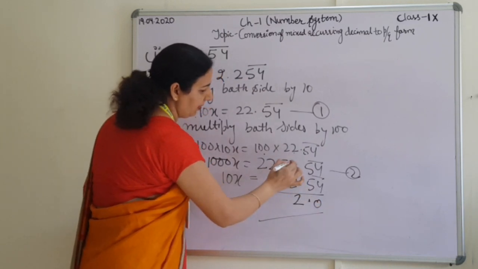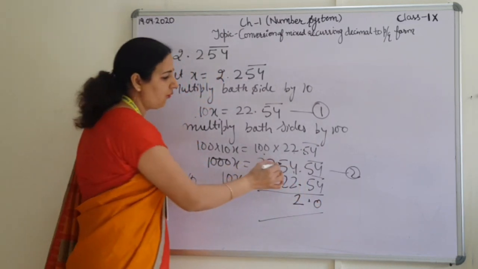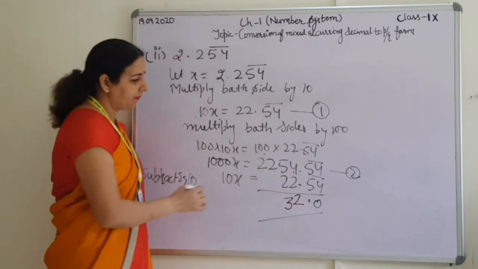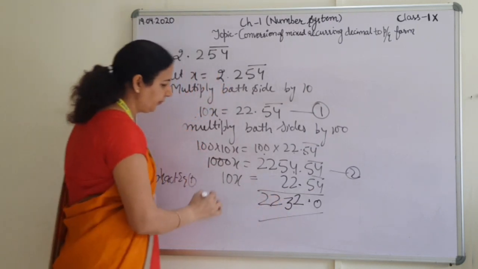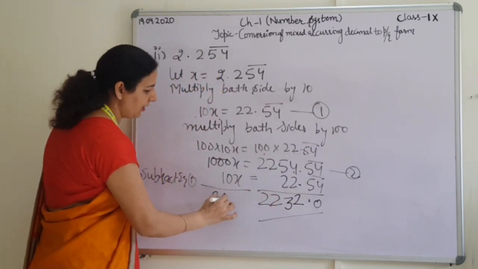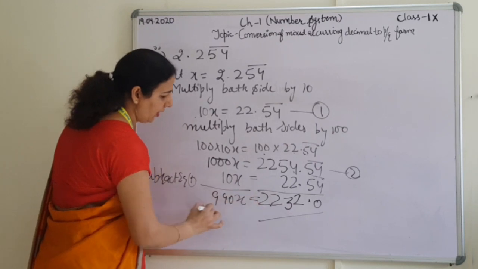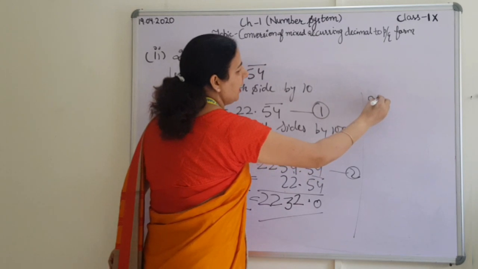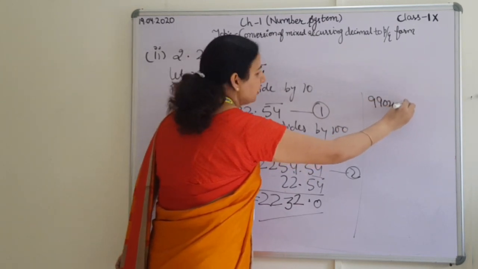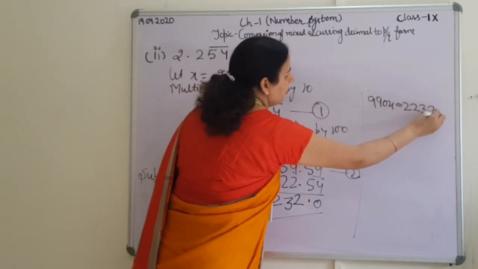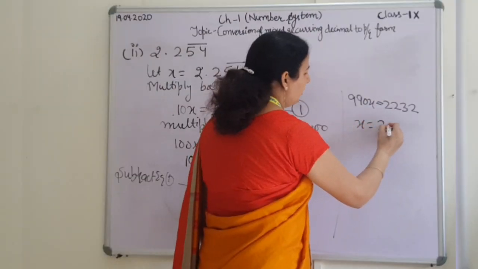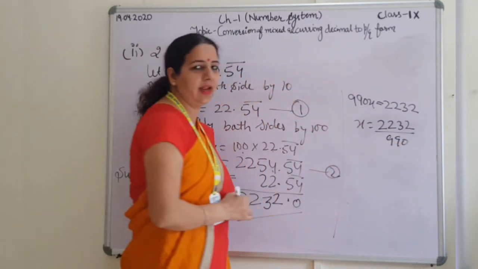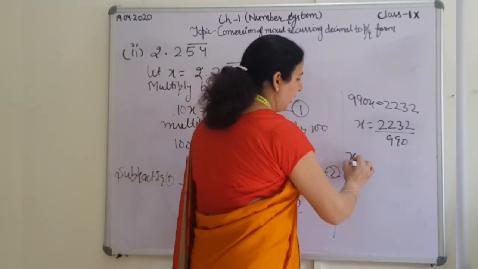Now the same number minus the same number is 0. Subtract these numbers. 4 minus 2 is 2. 5 minus 2 is 3. Then 2 and 2. Here we are getting 990x is equal to this. So what will we write now? 990x is equal to 2232. Then x is 2232 upon 990. So this 990 will be shifted here. You can easily divide these two numbers.